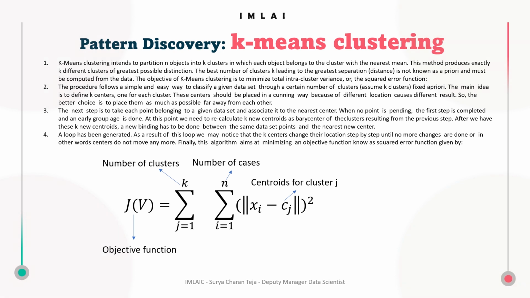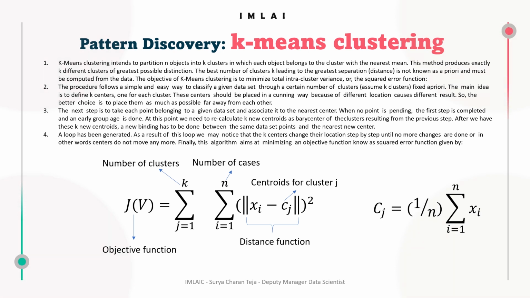the centroid for each cluster, and xi is obviously your specific individual data point. The squared term, xi minus cj, whole squared, is known as your distance function. And cj is nothing but the mean of the respective data points, 1 by n times their sum. That is your cj, the centroid for cluster j.